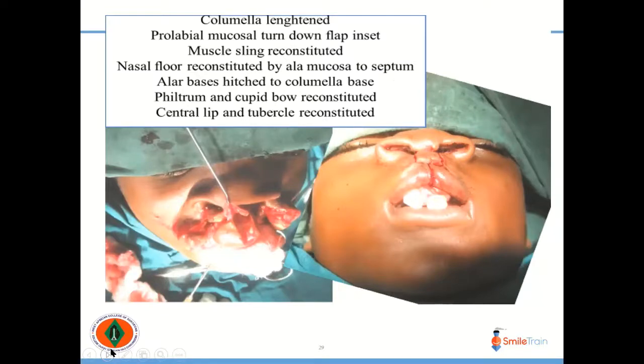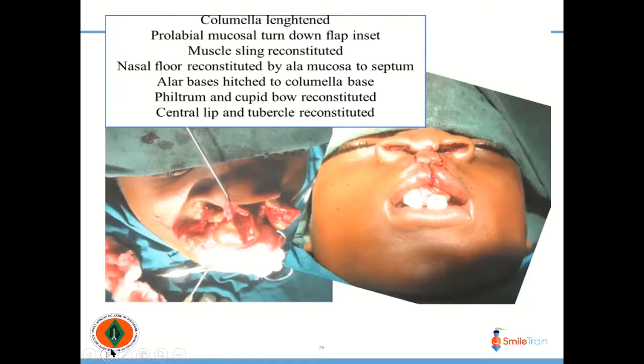From here, we will then be sure that the columella is lengthened. The prolabial mucosal turn down flap is inset, so you can see that the space where food would have tracked through the nose is closed. This has been turned down and meets with this on this side. This is also turned down and meets on that side, and you suture that. Starting from that part is a good idea.